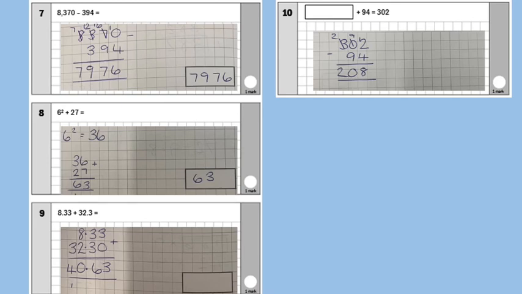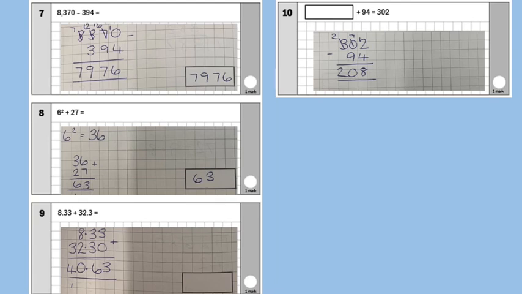Question 8, nice and easy. First thing that I did there was solve the first part, which was 6 squared. Remember, 6 squared does not mean 6 times 2, it means you're timesing the same number together twice, so it is 6 times 6, which gives you the answer 36. And then the second step was to add on 27 to that number.